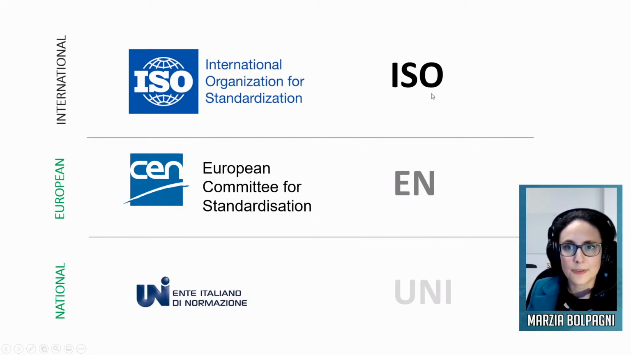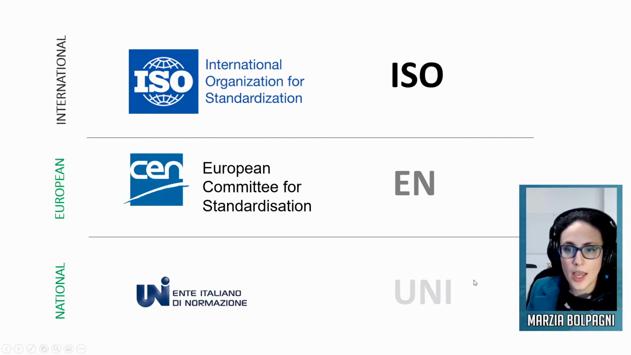So there are different prefixes in front of the standard. Usually when it is an international standard, you put ISO in front. When it's European, you put EN, and then each country has their own prefix. For example, in Italy, you have UNI. In the UK, for example, it is BS, from the British Standard.